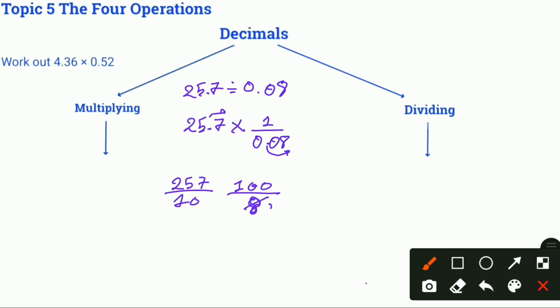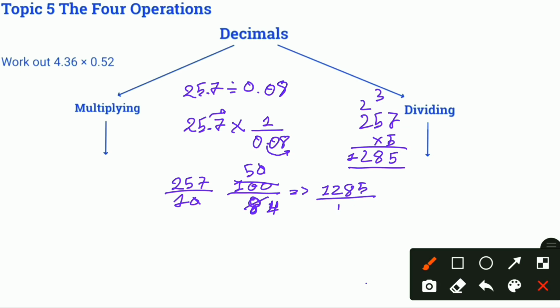If I try to simplify, 4 2s are 8, 2 5s are 10. Okay, and 0 0 is cancelled out, and if I try to multiply, 257, 7 5s are 35, 5 5s are 25, 26 27 28, 5 2s are 10, 12. So 1285 upon 4. Okay, what will it give? Doing the division, 1285 divided by 4.